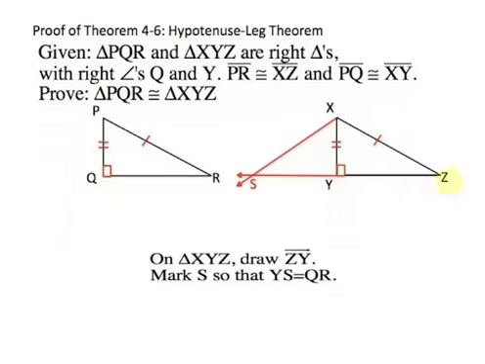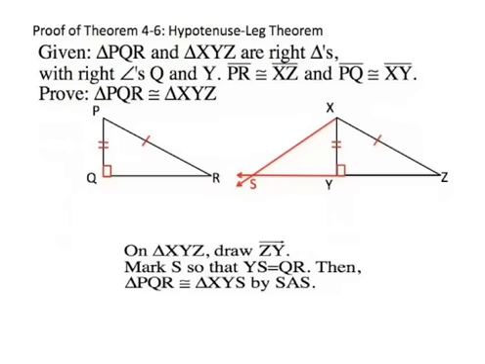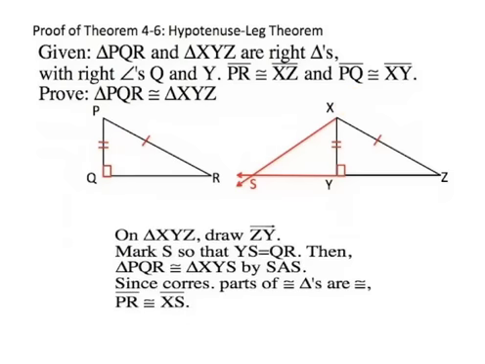So on triangle XYZ, we've drawn ray ZY. We've extended it out. And we've marked a point S so that the distance from Y to S equals the distance from Q to R. This makes triangle PQR congruent to triangle XYS by side angle side. And since corresponding parts of congruent triangles are also congruent, segment PR is congruent to segment XS.